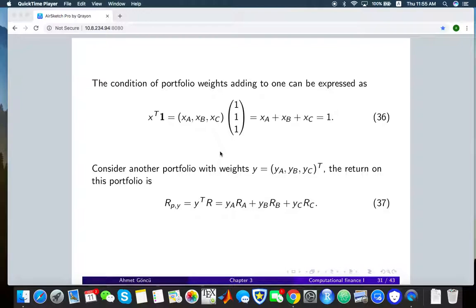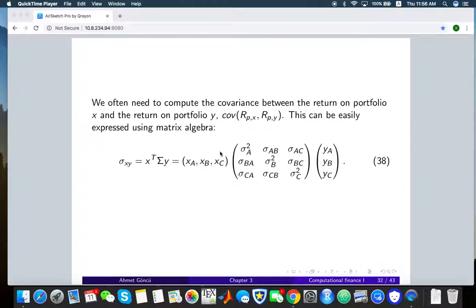Also notice that we will need to introduce some constraints when we do portfolio optimization. Obviously, the first constraint is that the sum of our investment weights should be equal to 1. This can be simply represented by X transpose times this vector of 1s. Another portfolio has weights Y, and the return on this other portfolio Y can be written as Y transpose R. We often need to compute the covariance between the return on portfolio X and the return on another portfolio Y.